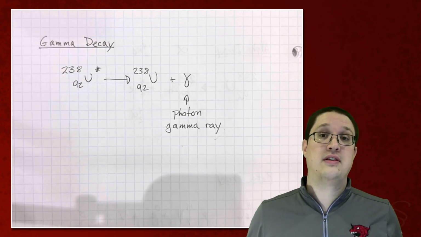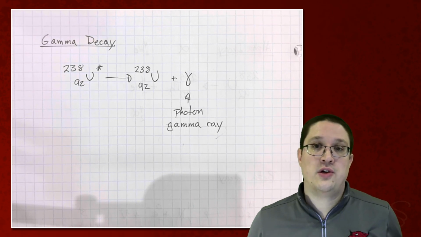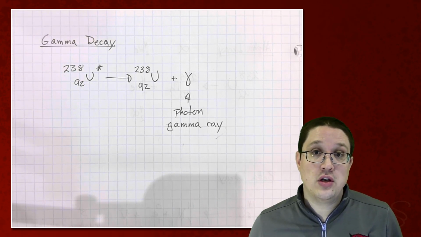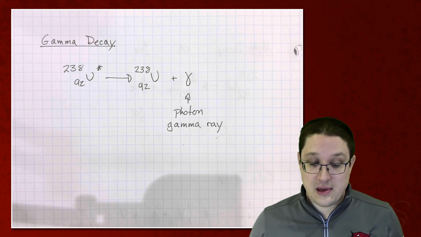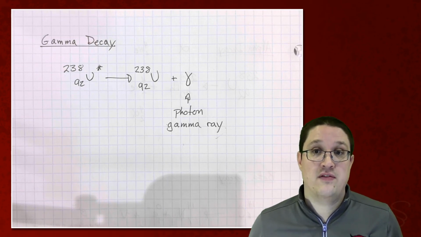Now, there are other types of nuclear reactions. There is also fission and there's also fusion, which we will take a look at later. But these are the three basic types of nuclear decay.